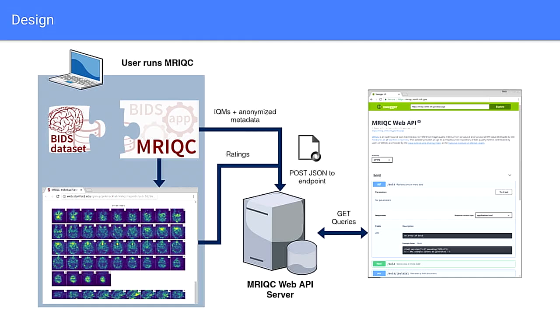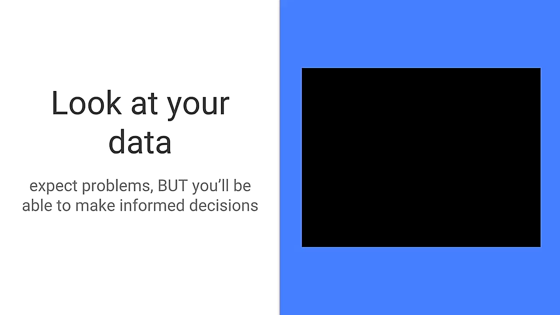Also, if you use the feedback tool, your rating of the image will also be stored, and then you can query this API and ask questions like the one I did about how many time points I would discard from any random dataset.